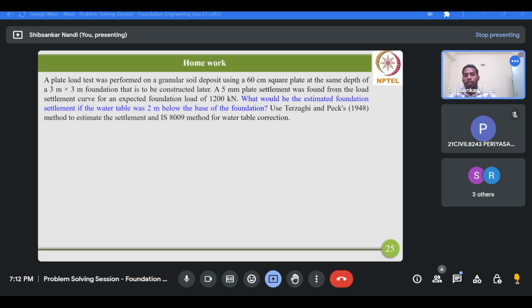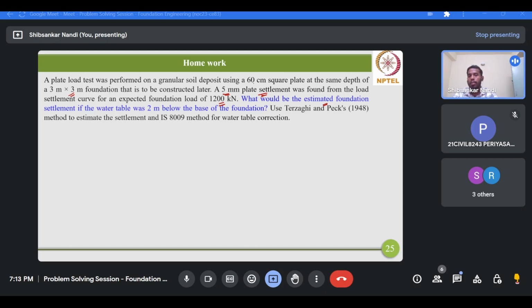So, the settlement of the plate is given as 5 mm, for an expected foundation load of 1200 kN. So, this is the information given for the plate which is tested in the field. Now what do you have to determine? You have to determine the estimated foundation settlement of size 3 meter by 3 meter, where the depth of the foundation and depth of the plate remain the same.